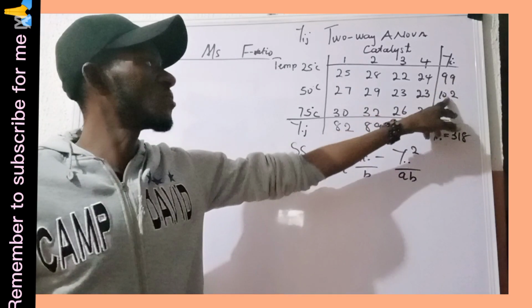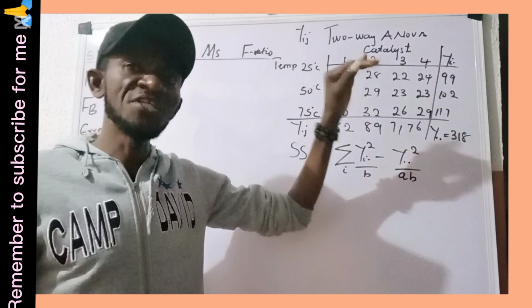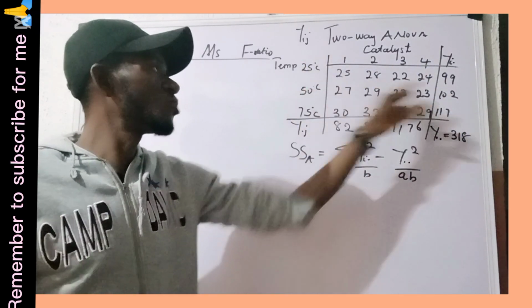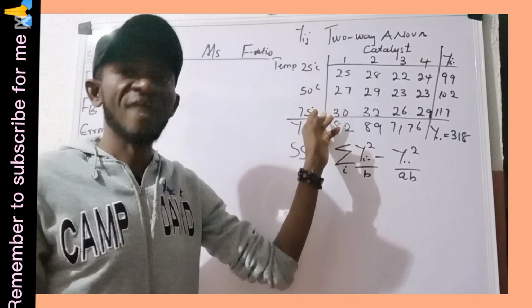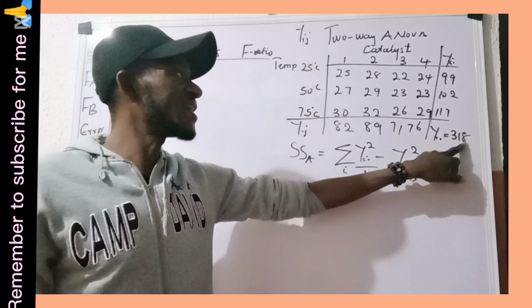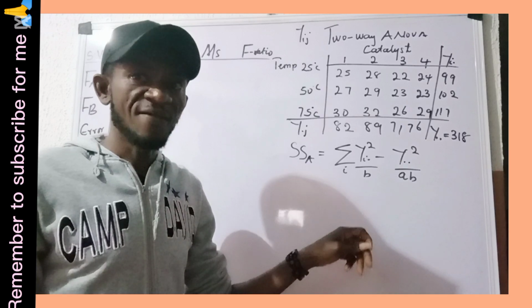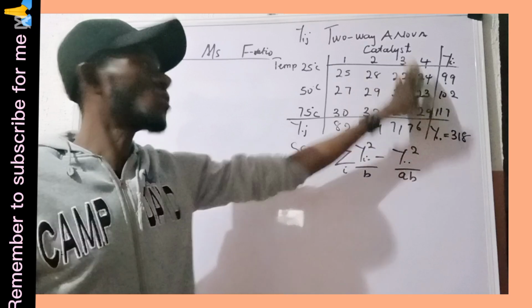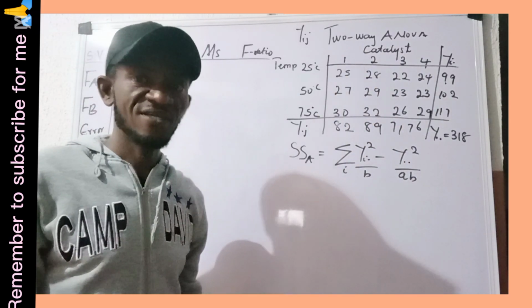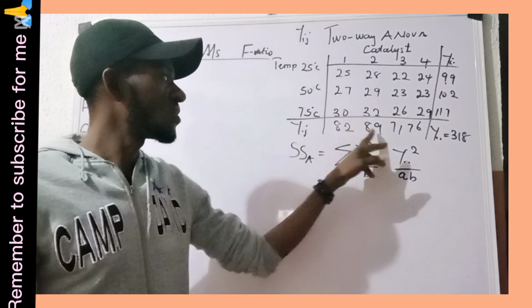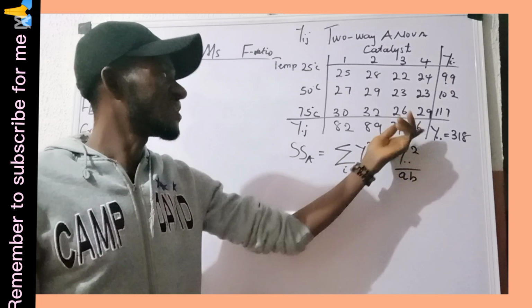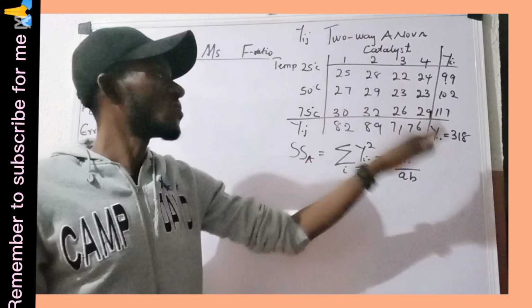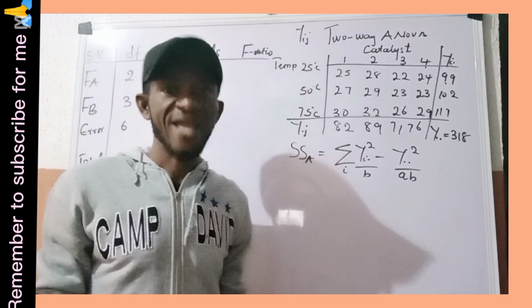I will make explanations here. This 99, 102, and 117 are what we call the group means, because this is group 1 for 25 degrees Celsius, group 2 for 50, and group 3 for 75. But this 318 is what we call the grand total, because you have summed all these group means together. By implication, you have summed all these observations in this data set. The same thing applies to this 82, 89, 71, and 76. They are called the group totals with respect to catalyst, while this one becomes our grand total as well.